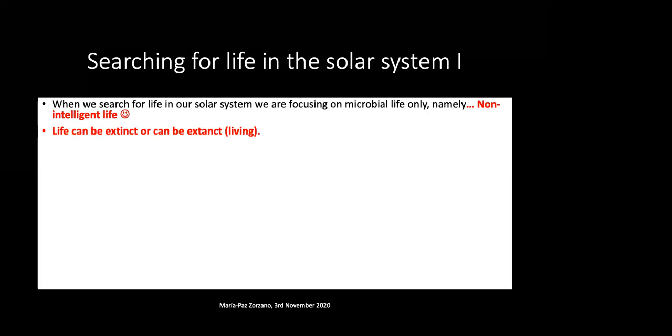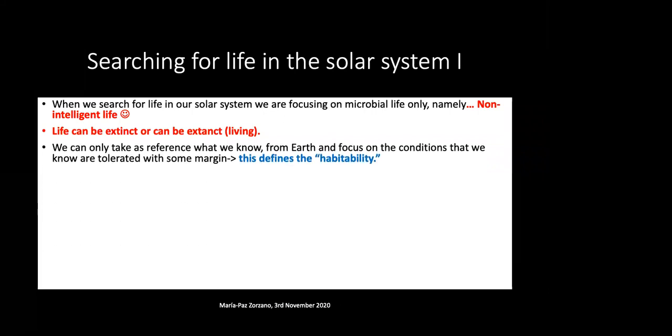Now life could be still living, this is what we call extant, but it could be extinct. We are also looking for remnants or footprints of life that no longer exist in an environment. We can only take as reference what we know from our planet because to date it is the only single point of habitability that we know in the universe.